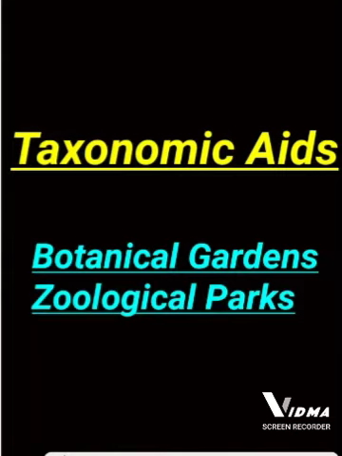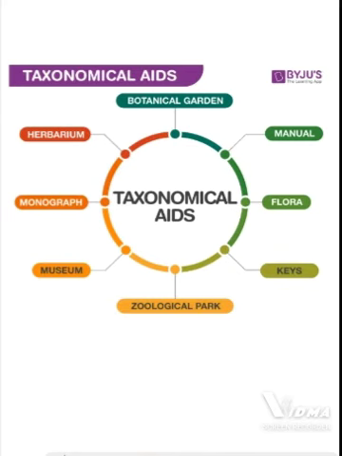Now, from the word taxonomic aids, we can understand that it is anything that helps in taxonomic studies, that is, in the identification, nomenclature and classification of organisms. That is, anything that we are using to identify an organism, to name it and classify it is known as a taxonomic aid. There are various kinds of taxonomic aids that are used. Let's see which they are.